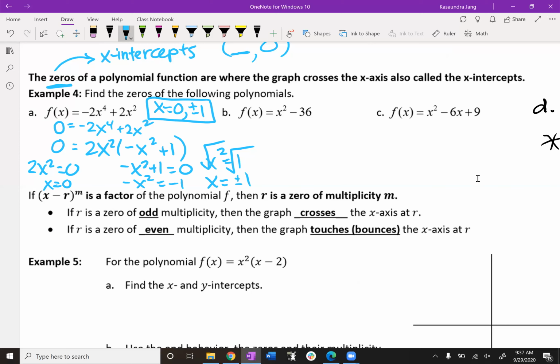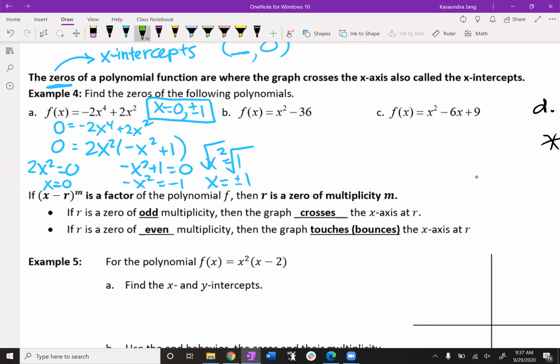So yes, in this case, there are 3 x-intercepts. That is true. The 3 zeros are the 3 x-intercepts. All right, so let's look at the next one.